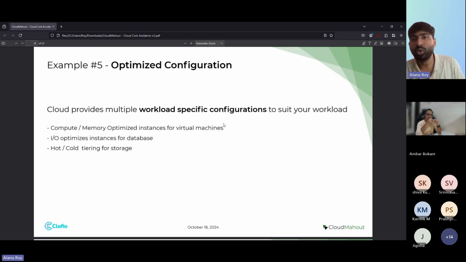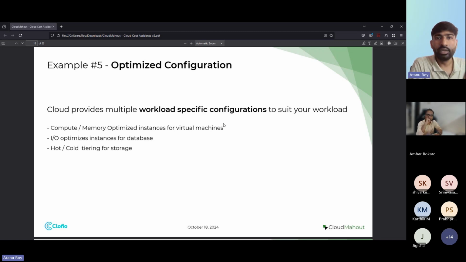Last one, before we wrap up today's webinar, we have spent almost 45 minutes. We are going to keep a good amount of time for Q&A. So let's talk about the last option, right? And this is where the beauty of cloud platforms comes in. If you look at any public cloud platform, they provide a plethora of options for what kind of infrastructure you want to use for your workload, right?